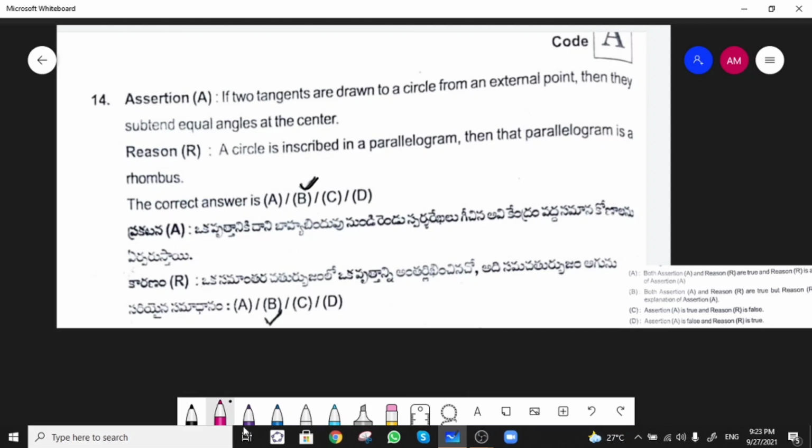Let us move to the 14th one. Here the assertion is, if two tangents are drawn to a circle from an external point, then they subtend equal angles at the center. This is a true statement. We know that.